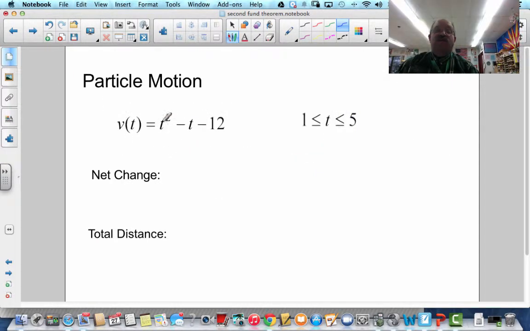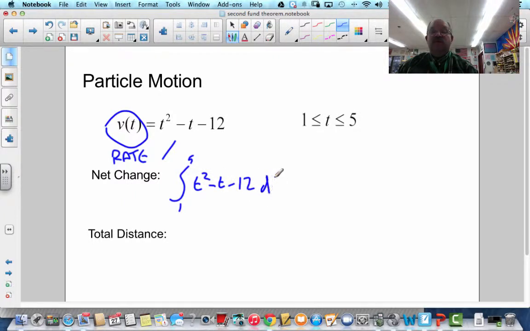So if we have a motion of a particle, and we want to know its net change over the course of 1 through 5 seconds, we have a rate, and velocity is a rate. Think about rates as having some sort of something per time. If we want to know the net change, we're just going to integrate. If we have a rate and we want a total, we integrate. In this case, from 1 to 5, t squared minus t minus 12 dt.